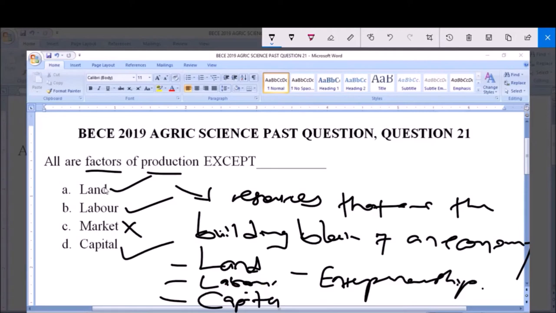Now, you see that land must be available for agricultural progress. Likewise, the labor, both mechanized and unmechanized labor, has to be readily available. And also the capital, that is the money to start up this agricultural business, must also be available. So you see that all these are essential factors of production. But here, market is not a factor of production. So C is the correct answer to this question. Market. C is the answer.